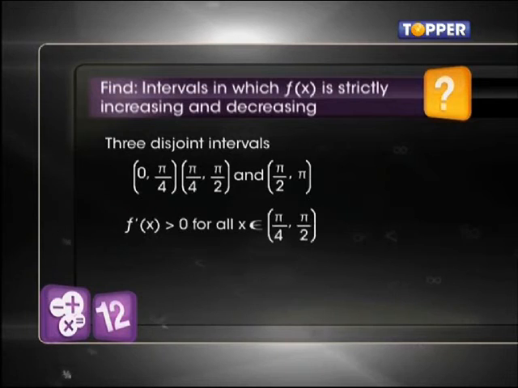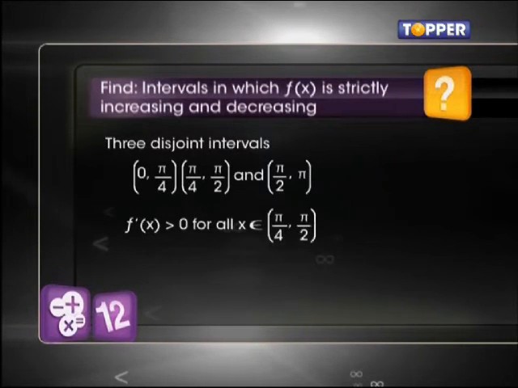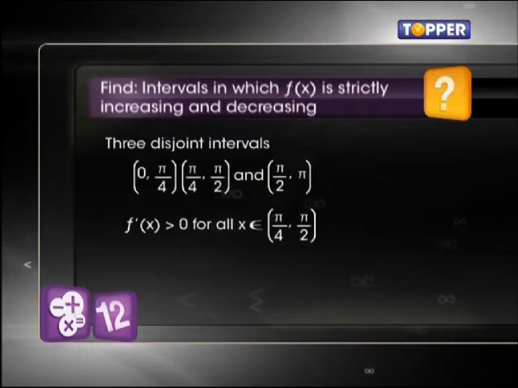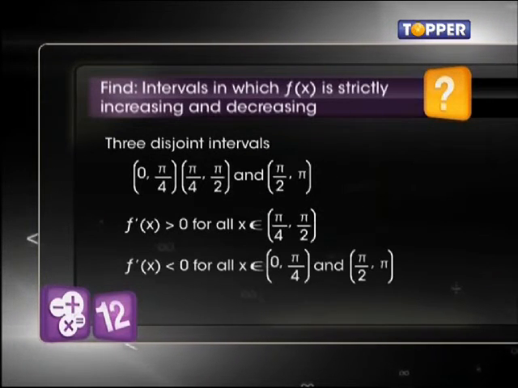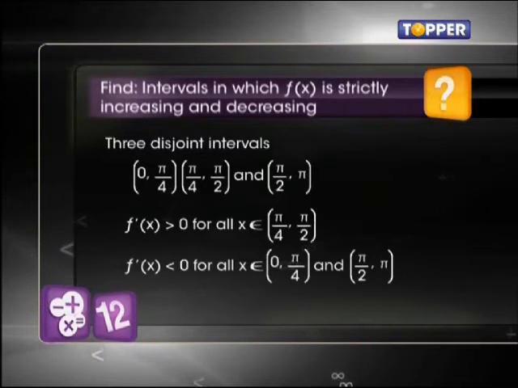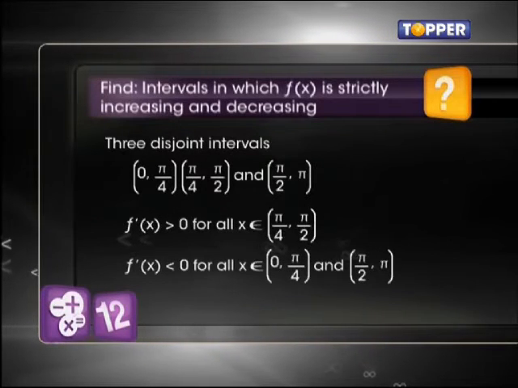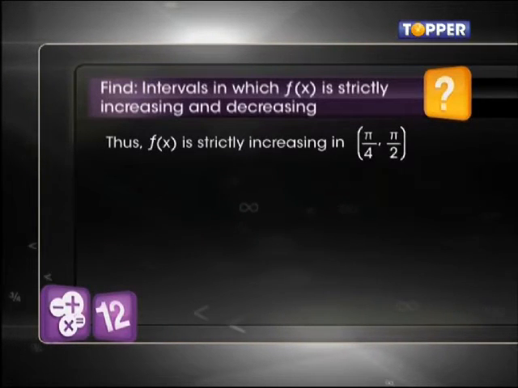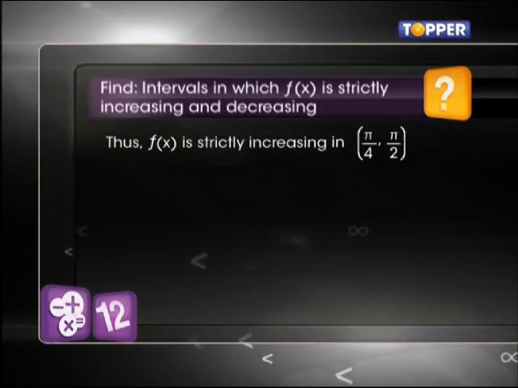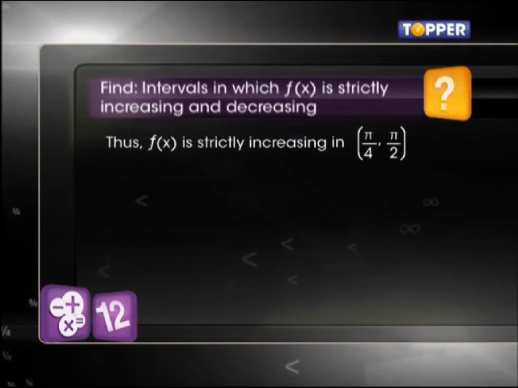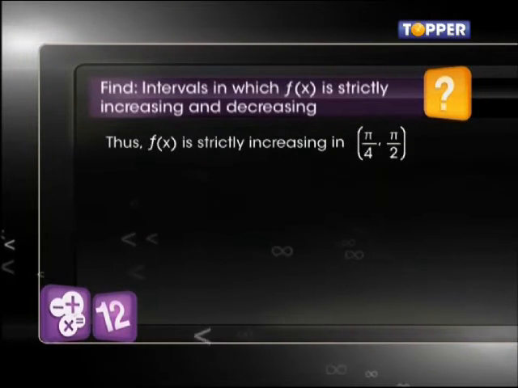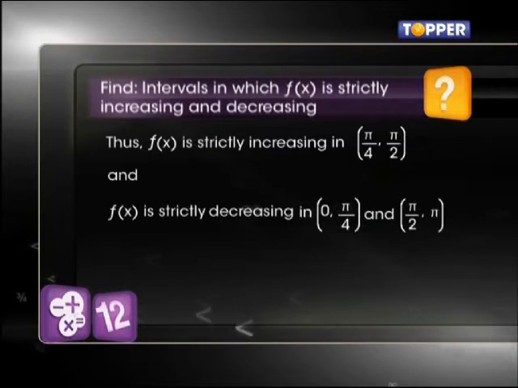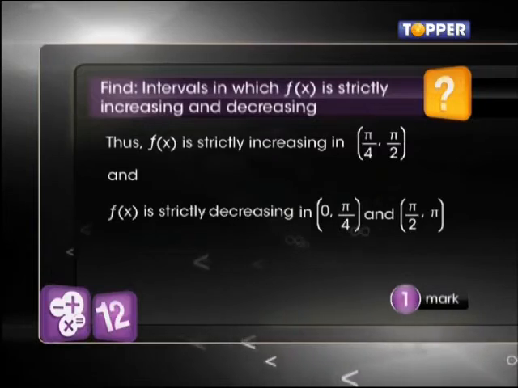Next, we find that f dash x is greater than 0 in the interval pi by 4 to pi by 2 and less than 0 in the intervals 0 to pi by 4 and pi by 2 to pi. What does this mean? This means that f(x) is strictly increasing in pi by 4 to pi by 2 and strictly decreasing in 0 to pi by 4 and pi by 2 to pi.